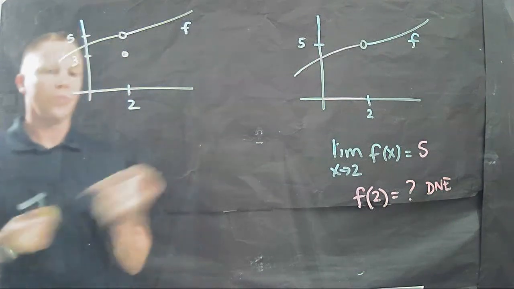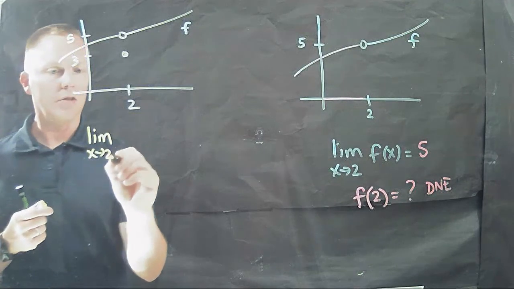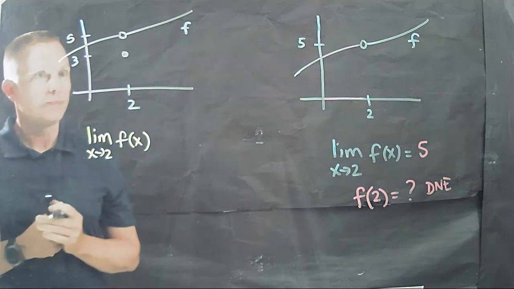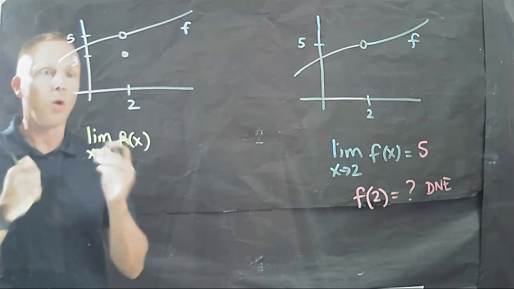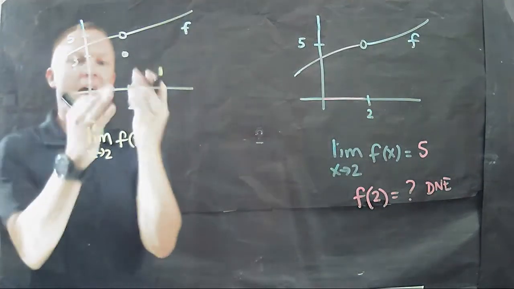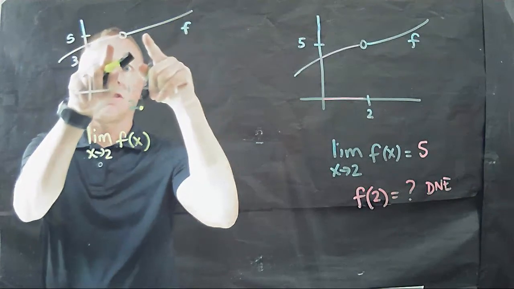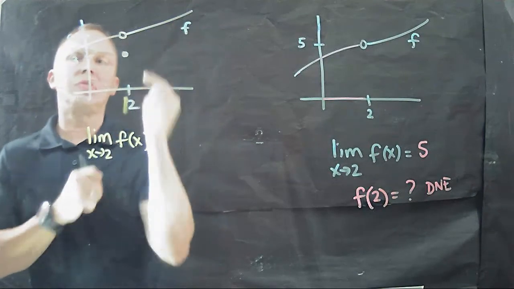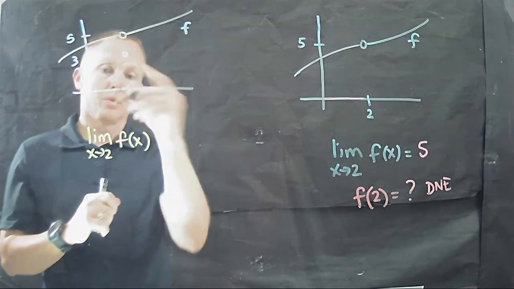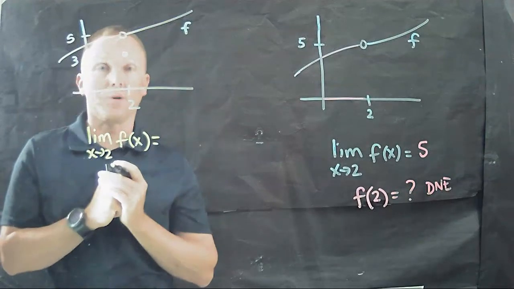So let's see. What's the limit as x goes to 2 of this function? Well, what happens to the y values of this function as x approaches 2? So we jump on this curve. The y values seem to be approaching what? 5. Right? There's one number the y values seem to be approaching.